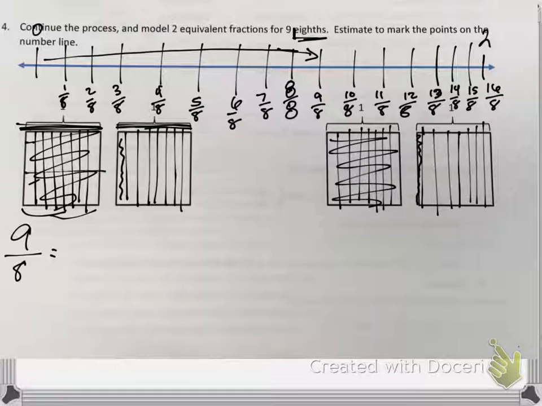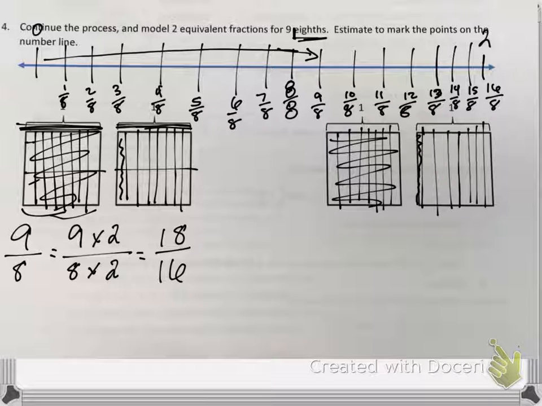Well, let's go ahead and partition it horizontally. So we went from 9 groups shaded to 9 groups of 2 shaded. So we went from 8 groups in a whole to 8 groups of 2 in a whole. So now I have 18/16, which we can all agree if we were to count them, we would count 1, 2, 3, 4, 5, 6, 7, 8, 9, 10, 11, 12, 13, 14, 15, 16. So 16 parts now, and we have 18 parts shaded.